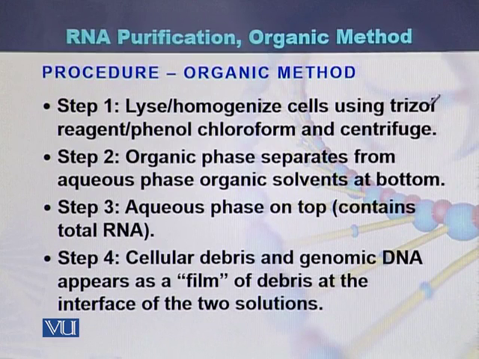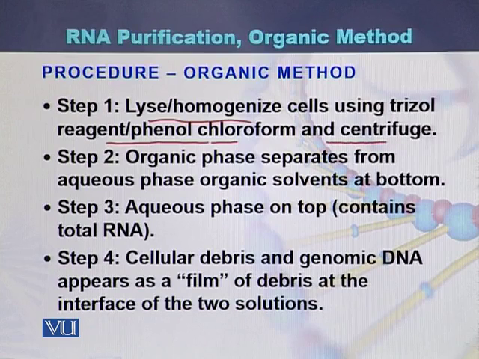In the organic method, the first step is to lyse or homogenize the cell by using TRIzol reagent or phenol chloroform. Because the name of this method is organic method, it means that during this procedure we use organic compounds. Usually TRIzol reagent or phenol chloroform is used to homogenize or lyse the sample, and then the samples are centrifuged. That is the first step of this protocol.